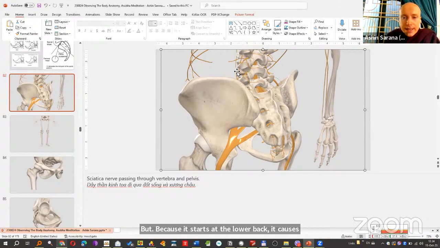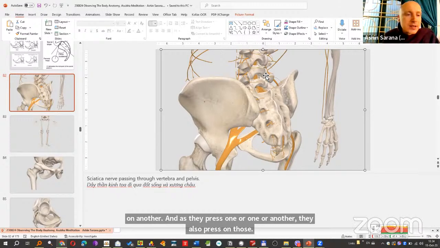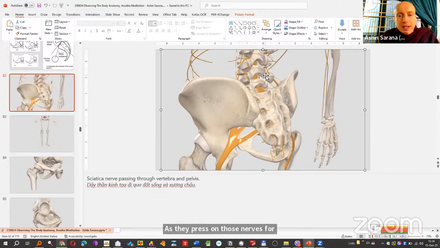So when you meditate, your vertebrae here press one on another. And as they press one on another, they also press on those nerves. As they press on those nerves for a long time, then you lose feeling, you lose sensation in your feet or in your calves and thighs and so on. It's because your sciatica nerve was pressed. It's natural and it's fine.